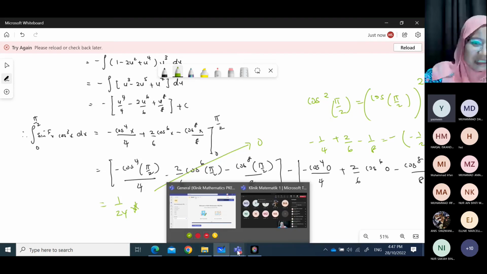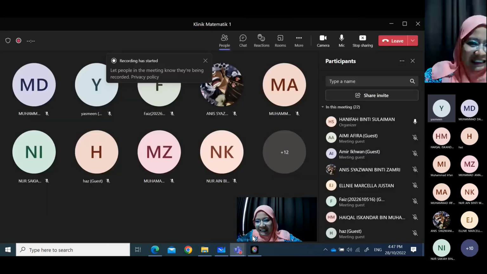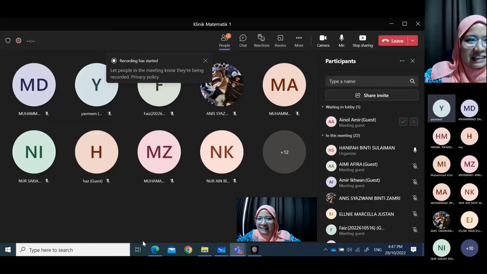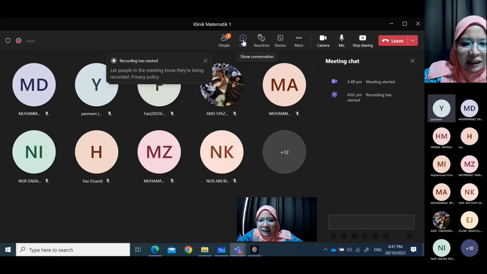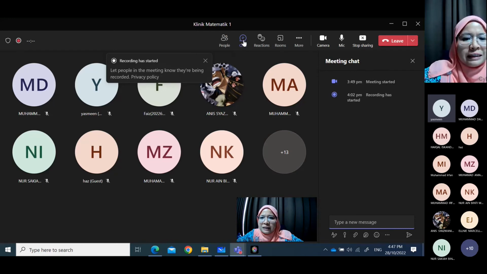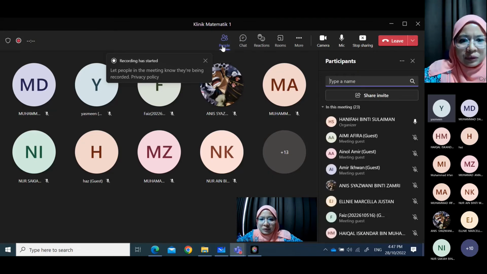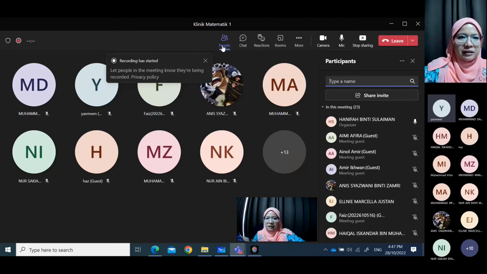Faham? Dapat? Boleh? Kalau segan nak tanya, you boleh chat dekat tepi tu, ada chat kan? So you boleh chat kat situ. Okay, kat tepi tu. Sini you boleh chat. Alright. Okay, ada apa-apa soalan untuk topik kita hari ni?